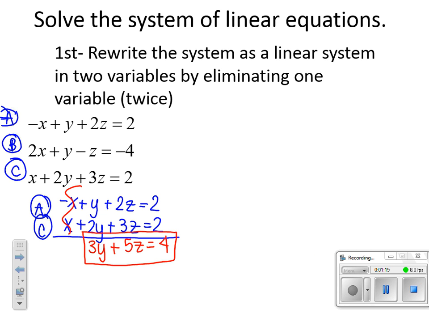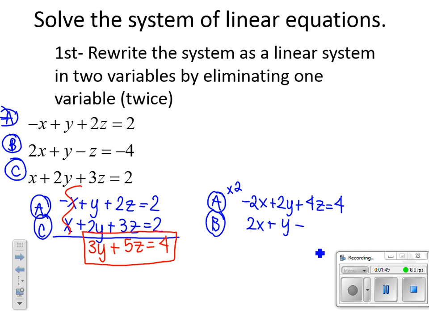I want to find my other 2 by 2 system by eliminating the same variable again. So remember, I chose to eliminate the x's, so I want to eliminate the x's again. I'm going to take equation A and equation B this time, and I'm going to multiply equation A by 2. So negative 2x plus 2y plus 4z equals 4. And I'm going to bring down equation B, and add those two equations up.